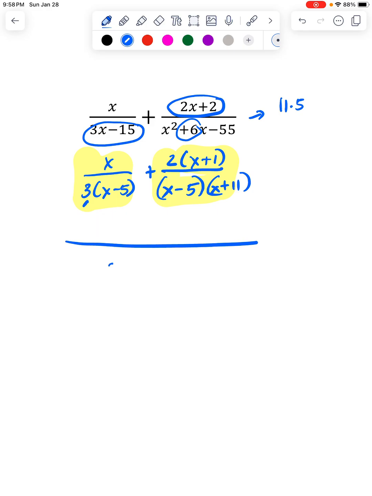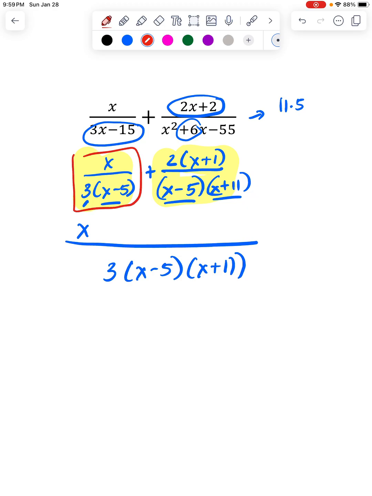This guy needs a 3. They share an x minus 5. They already have that in common, so I only have to write it once. But then this guy needs an x plus 11. Okay, now let's cruise through and adjust the tops. This x over here was already over the 3 and the x minus 5, so it's going to need an x plus 1 on the bottom, which means I'm going to adjust the top with an x plus 1.